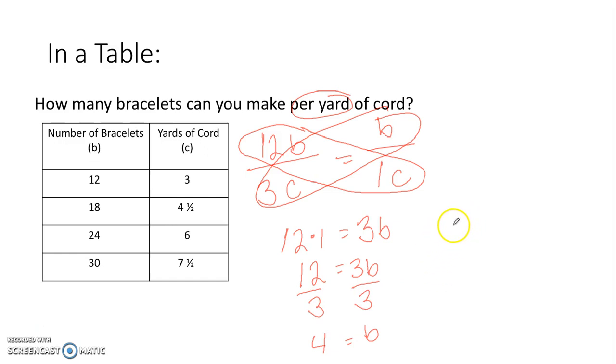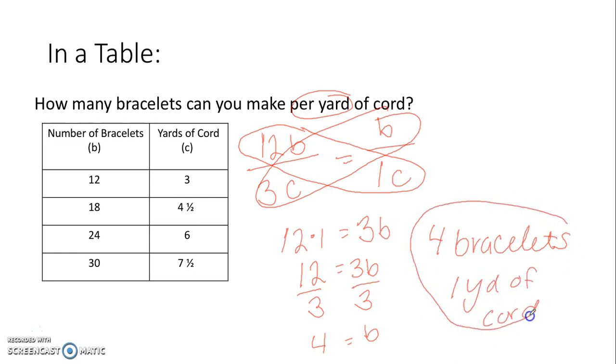So what does b stand for? Well, b means bracelets. For every 4 bracelets, we need 1 yard of cord. And that's our answer. For every 4 bracelets, you need 1 yard of cord. That's our rate of proportionality.